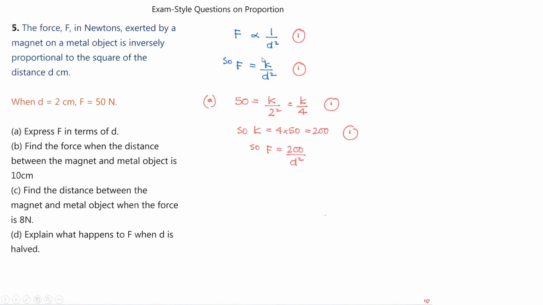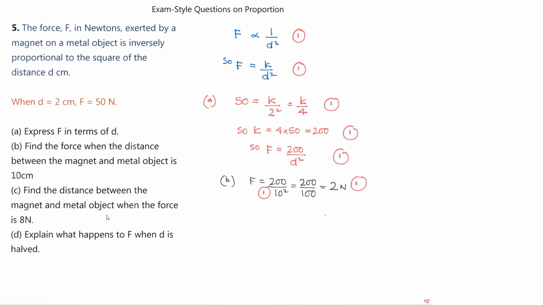We've got that k number, just like before. So now we can use that formula to work out F when we know what d is. So we've done that bit there. Here's the answer. B, find the force when the distance between the magnet and the metal object is 10. So when this is 10, what is that? So F is going to be 200 divided by 10 squared. 10 squared is 100, so 200 divided by 100 is 2 newtons.